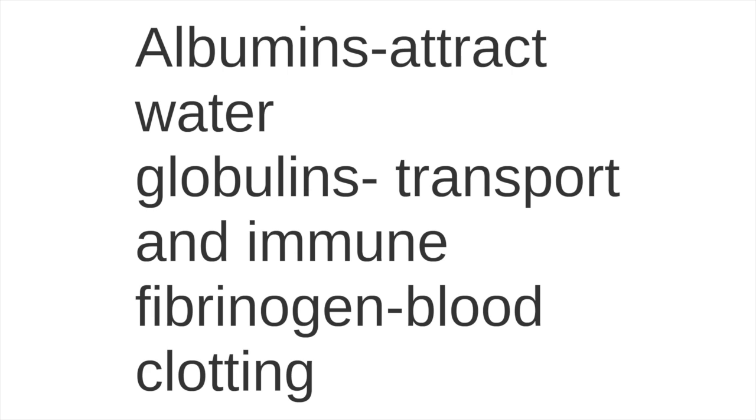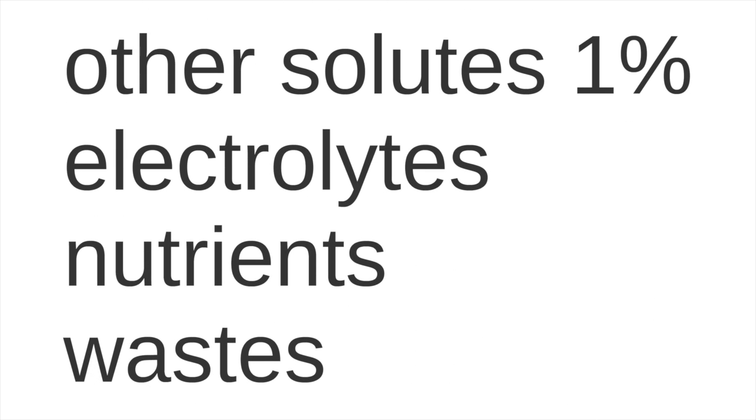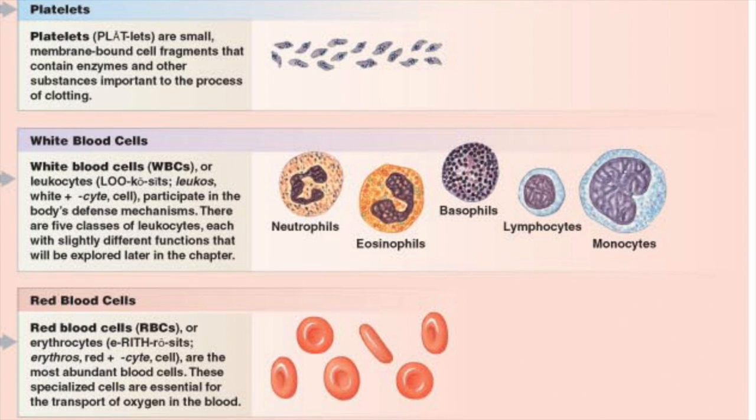So the plasma, again, is mostly water, and blood is roughly 55% plasma, which is the water with these proteins. 1% other solutes, such as electrolytes like sodium and potassium, nutrients like glucose, and then wastes. Then the formed elements consist of the platelets, and platelets are involved in blood clotting, the white blood cells, which are involved in the immune system, and the red blood cells, and their main job is carrying oxygen.